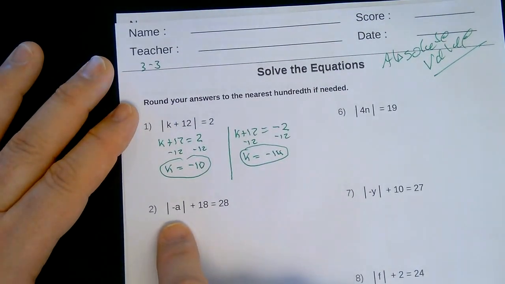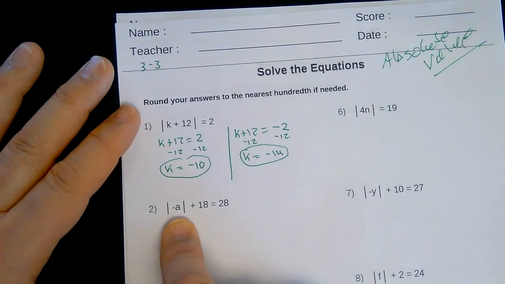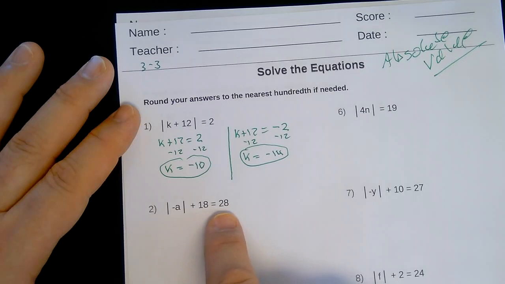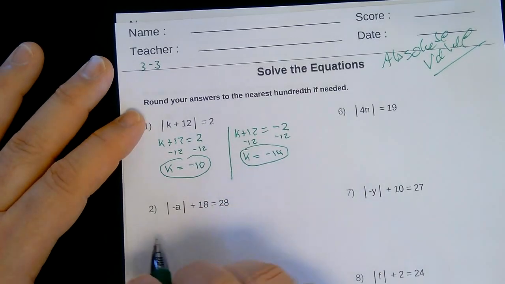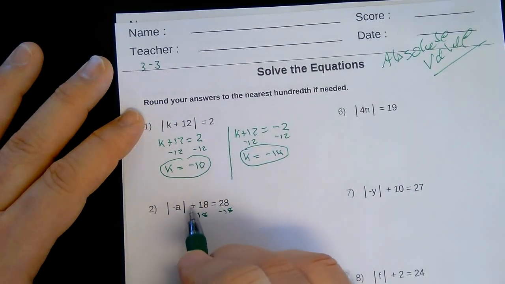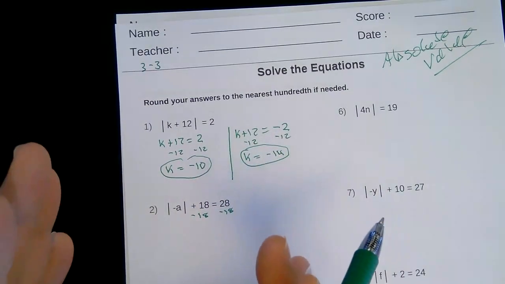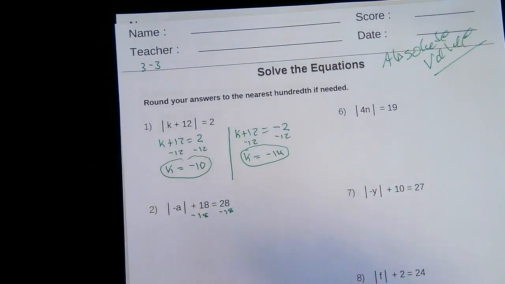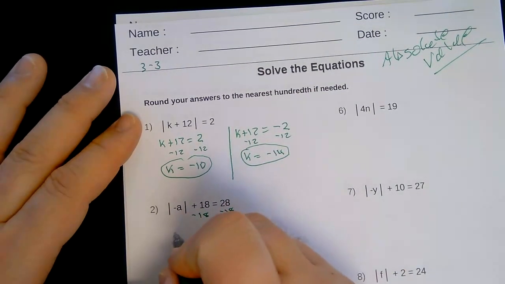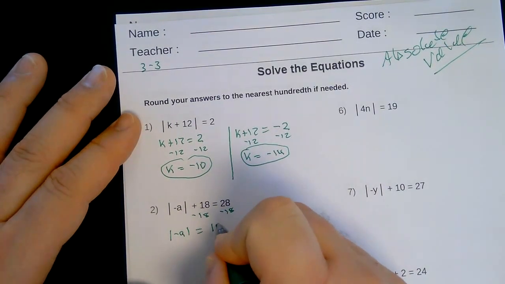All right, next question, absolute value of negative a plus 18 equals 28. So first thing I'm going to do is take away 18 from both sides, because I can't deal with the absolute value until I take care of the stuff that's with it. So I want to get the absolute value stuff all by itself, then I'm going to do that opposite and the same at the end. So I get absolute value of negative a is equal to 10.